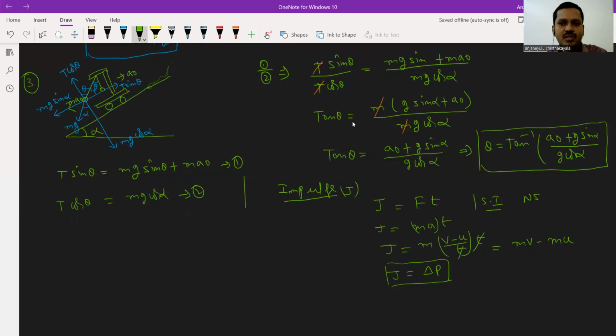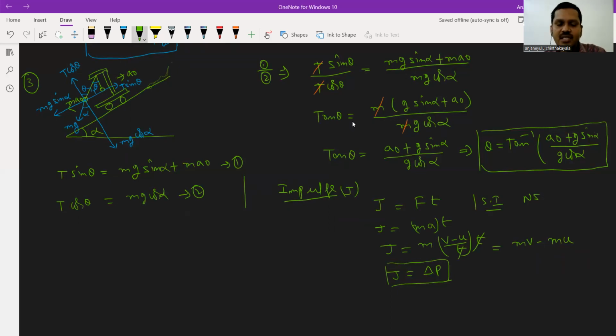Same at equilibrium position, so we equate: T sin theta is equal to mg sin alpha plus m a naught, because both are acting along the same direction, and T cos theta is equal to mg cos alpha. Same as before, if you take the ratio of these two equations 1 and 2, T sin theta by T cos theta is equal, on the right side, to mg sin alpha plus m a naught by mg cos alpha.